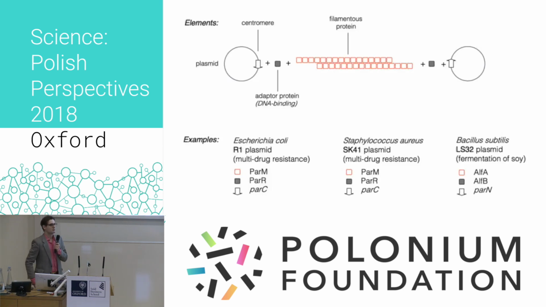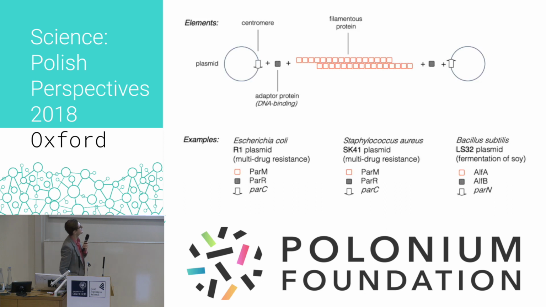It's slightly more complicated than that, but not much. You have the filamentous protein, which is some kind of small protein that makes the filament. And you have an adapter protein, which is a DNA binding protein, which also binds to the filament. It tethers the plasmid to the end of the filament. And usually you have two of these coming together, and the filament in the middle grows, and it pushes the plasmids apart. So there are a number of these systems.